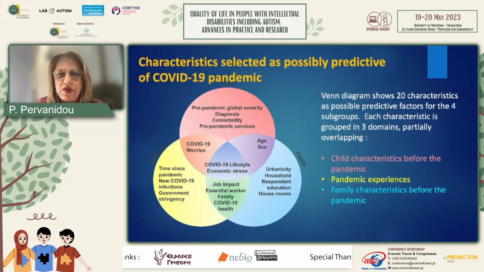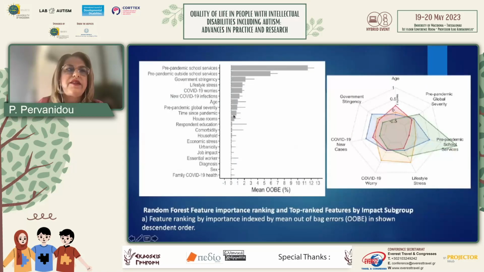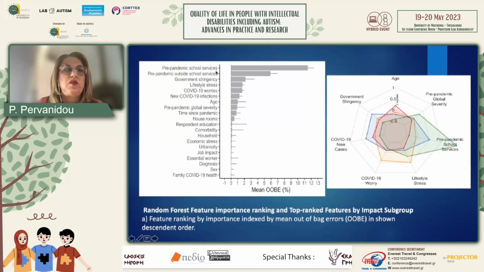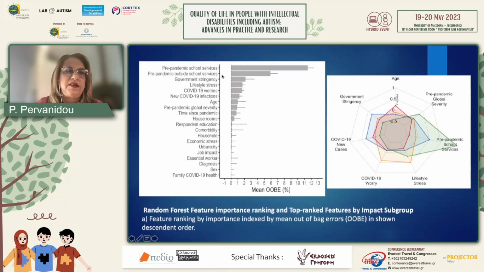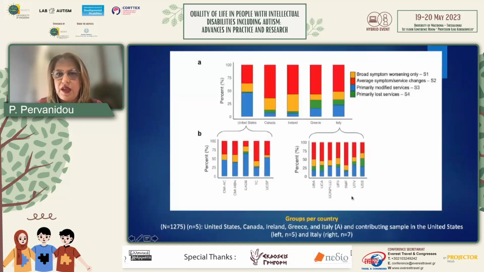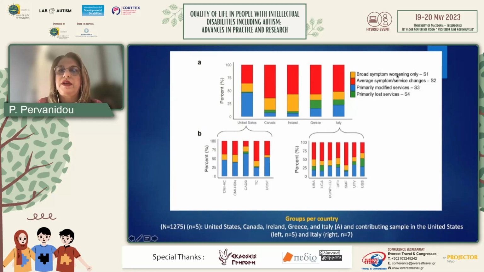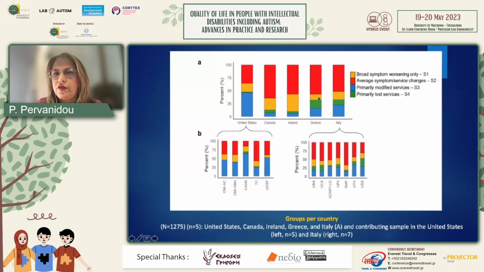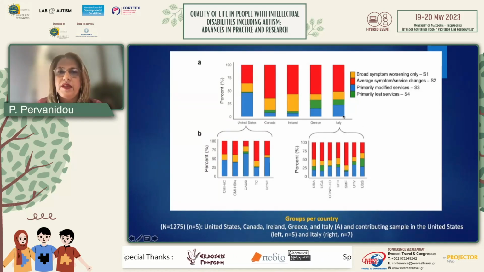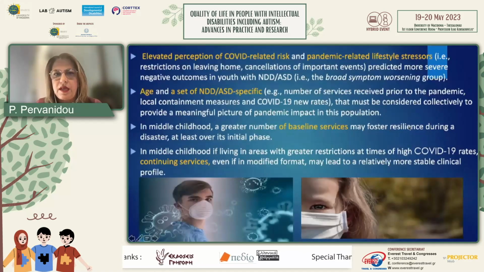The time is limited, so I will show you the results. Here are the predictors: pre-pandemic school services, pre-pandemic outside school services, the government stringency, and the lifestyle stress and COVID worries had the most important predictors of the outcomes. And here is Greece. You can see that the broad symptom worsening group is small here in Greece. Of course, this is the first wave of the pandemic. These are the centers in the United States and Italy.